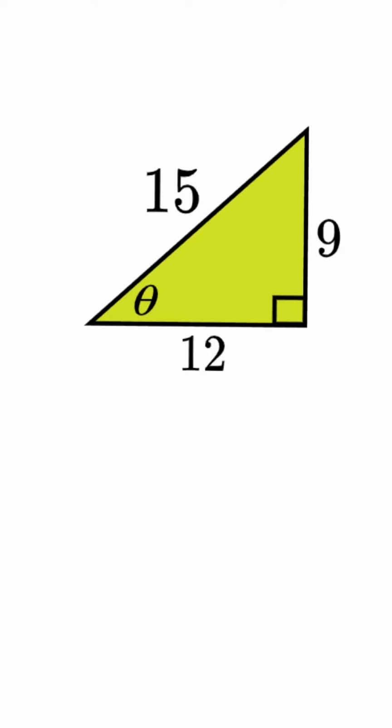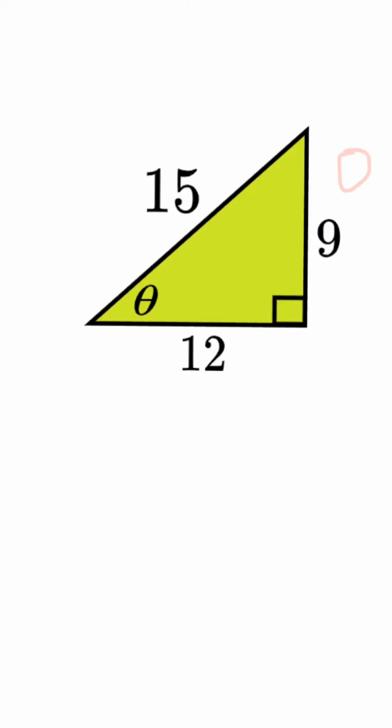So as per usual, we're going to start by labeling our diagram according to which side is the opposite leg, adjacent leg, and hypotenuse. So the 9 is opposite the angle we're interested in finding. So the 9 is going to be the opposite leg. So I'm just going to put an O on that side for opposite.